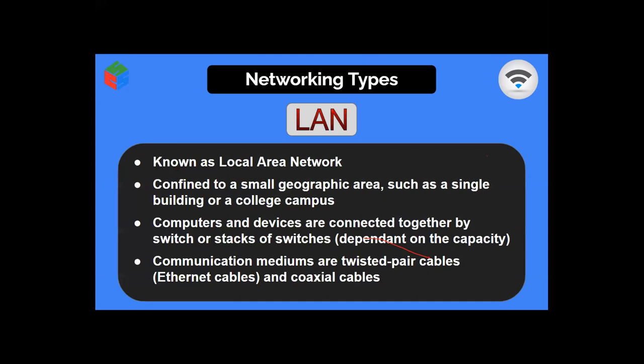That's known as local area network. This can be something like a small building or your home. These devices are usually connected by a switch or a stack of switches, and I'll show you a picture later on of how switches look. These are usually connected by the Ethernet cable that you use at home, or maybe by Wi-Fi. The speeds are relatively fast because it's just a small area and data doesn't need to travel that much.